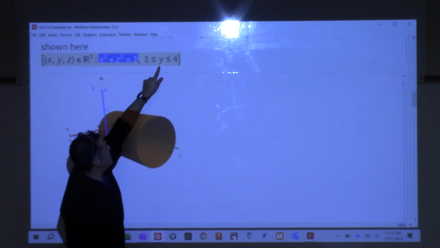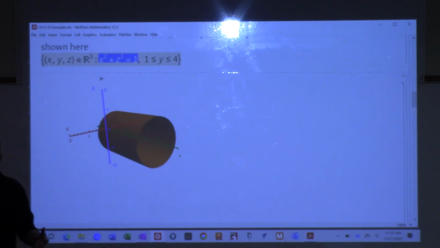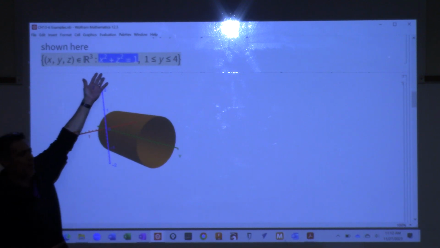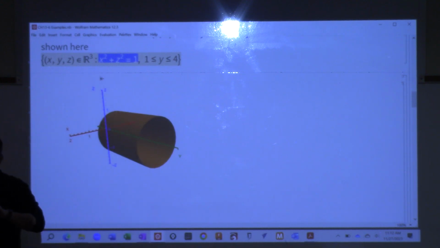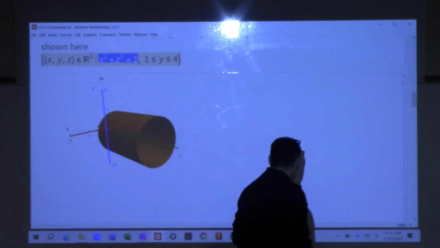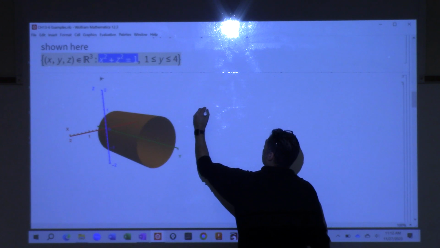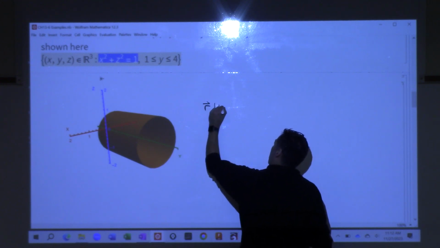But I only want our y to go between 1 and 4. So we already have a way of defining it, right? But we want a vector function which draws this for us. And so I'm going to start by writing down r of uv.